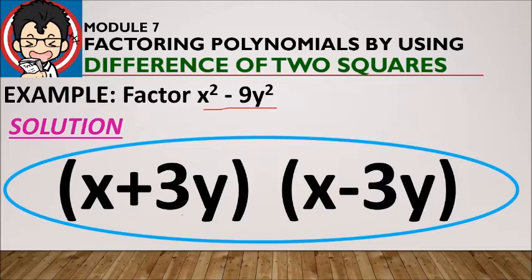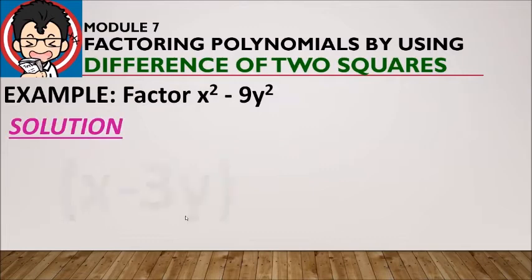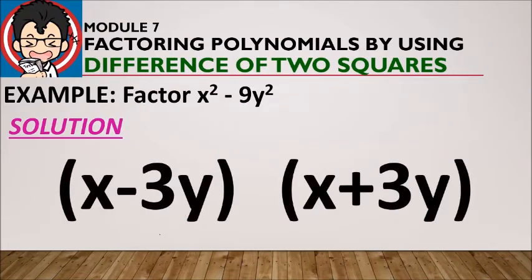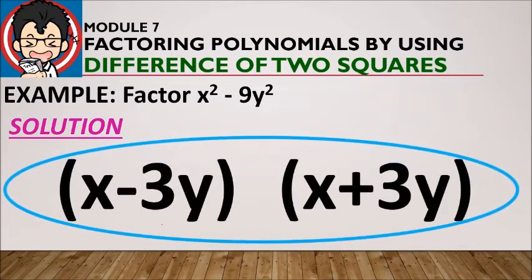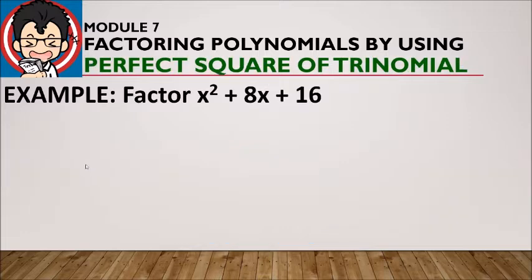Now, pwede bang baliktad yung sagot? Like ganito? Yes, that is also correct. By commutative property, tatanggapin natin yan. Up next is factoring a perfect square of trinomial. Now guys, for this example, we will factor x squared plus 8x plus 16.